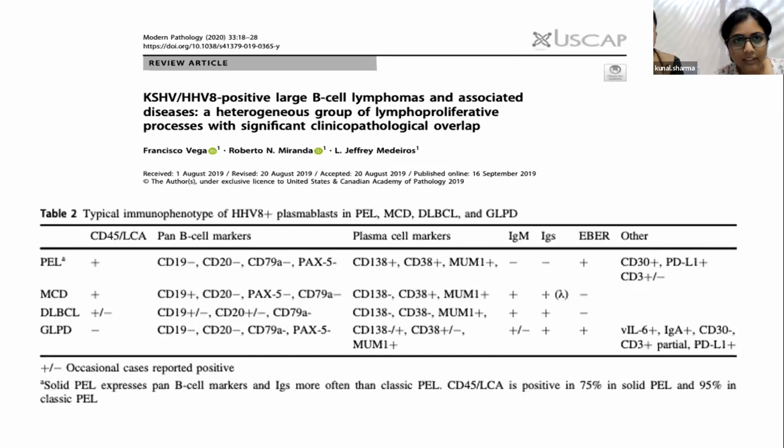This was a very nice article which I got, where the IHC markers were elaborated nicely. So thank you. Are there any questions? Let's see the chat box. Ma'am, Sunita ma'am, any comments?